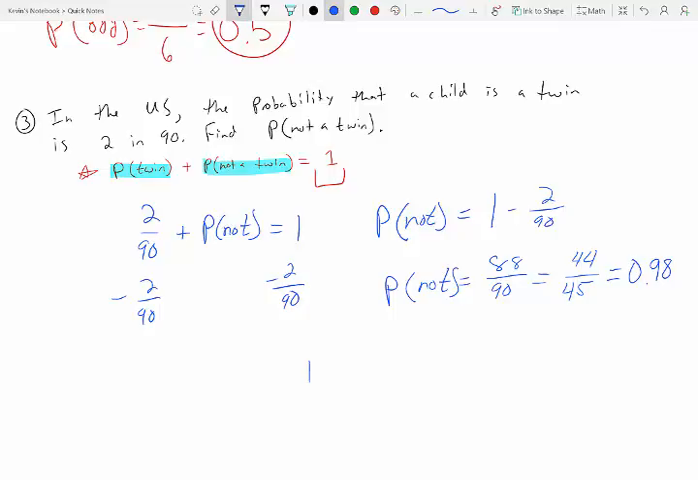So if we think back to our scale of 0 not happening and 1 happening, it's pretty close to 1. So we're going to say this is very likely that this could occur. And again, either one of these is fine. We can leave it as 44 over 45, or we can put it into decimal and say 0.98.